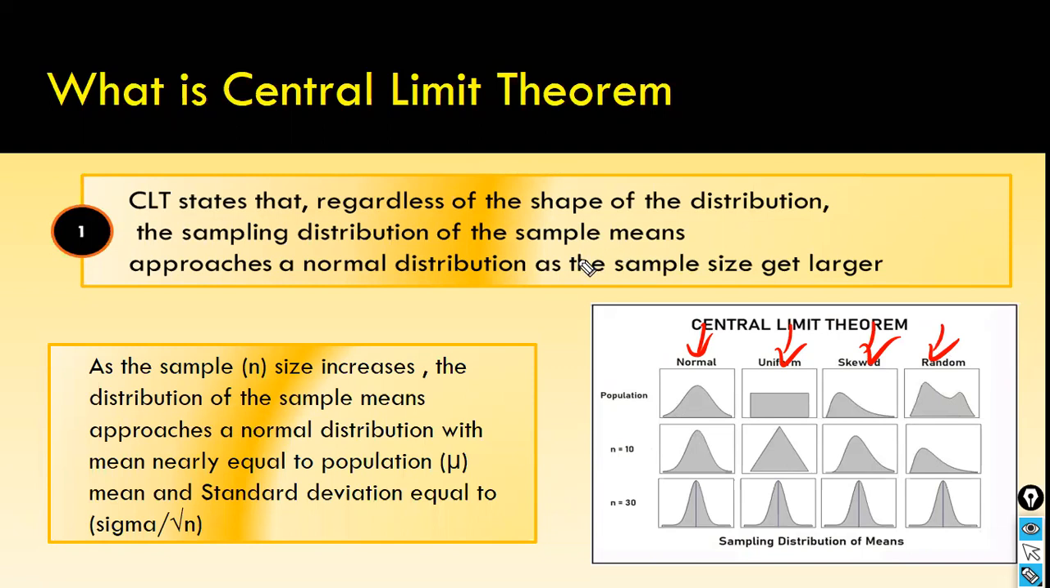So what the central limit theorem says is, as the sample size increases, it approaches a normal distribution with the mean nearly equal to your population mean and standard deviation equal to the population standard deviation divided by the square root of n. The n is nothing but the sample size. So irrespective of the shape of the distribution, the sampling distribution of the sample means approaches a normal distribution as the sample size gets larger.